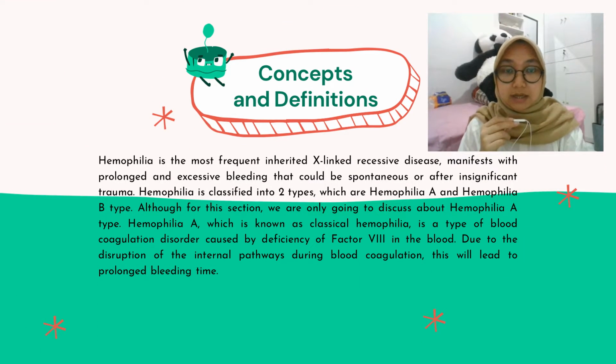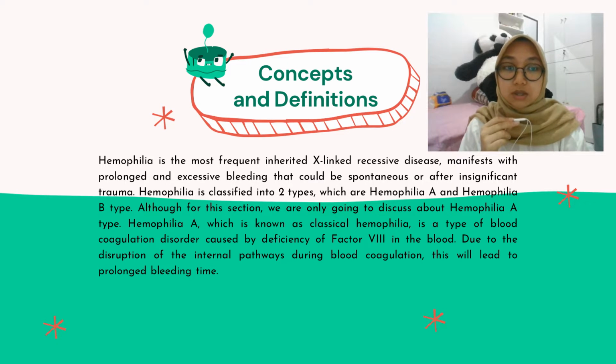Hello, my name is Dara Cynthia Augustine with student number 069, and I would give explanation about the definition of hemophilia. Hemophilia is the most frequent inherited X-linked recessive disease which manifests with prolonged and excessive bleeding that could be spontaneous or after insignificant trauma. Hemophilia is classified into two types, which are Hemophilia A and Hemophilia B. Although for this section we are only going to discuss the Hemophilia A type.